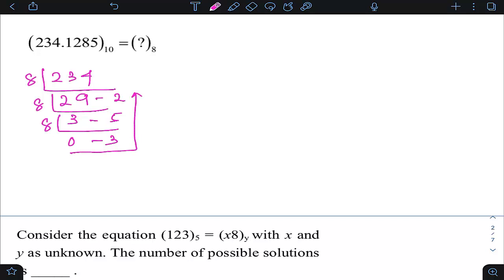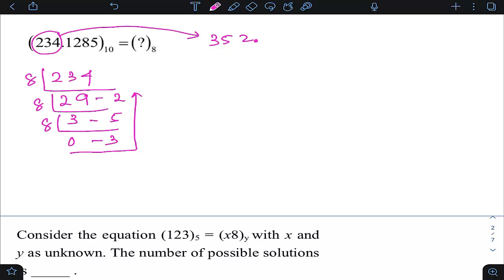In other words, for this 234, if I ask you what the octal equivalent is, then the answer is 352. Because this way, if I move, 0 is anyway, it doesn't matter. 352 in this sequence I have written. So I have handled the integer part this way.